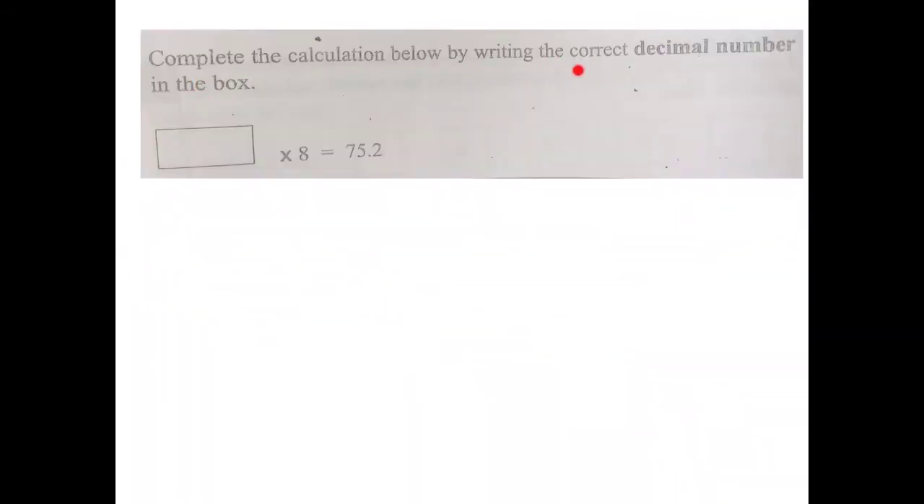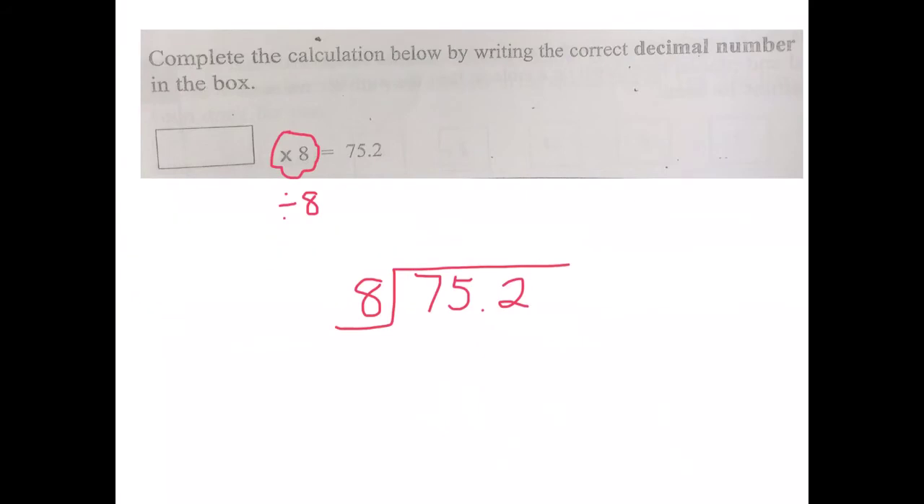Complete the calculation below by writing the correct decimal number in the box. So, missing number at the beginning, do the inverse and you're winning. So we've got to carry out the opposite. My times by 8 becomes a divide by 8. So it's 75.2 and we're dividing 8 into it.